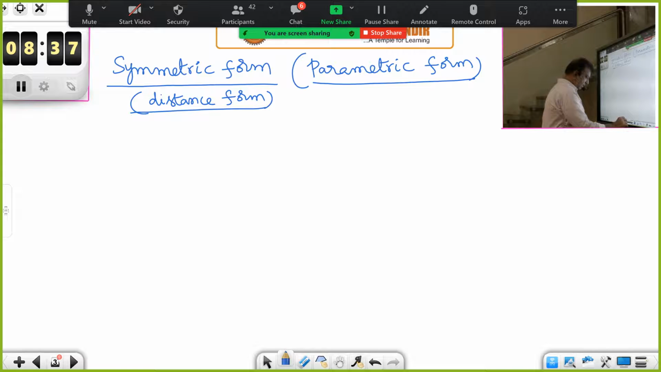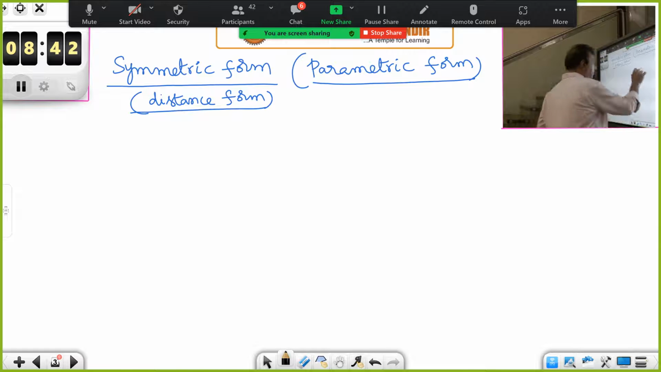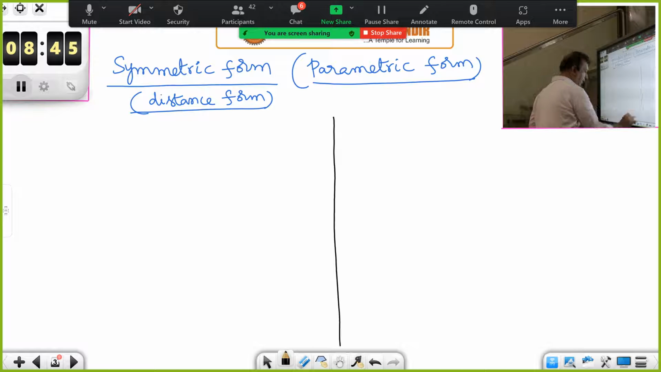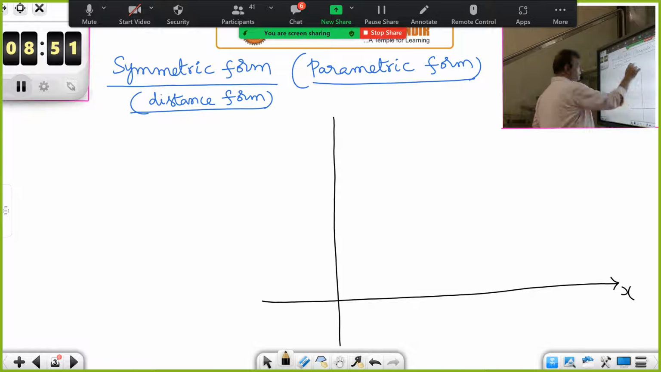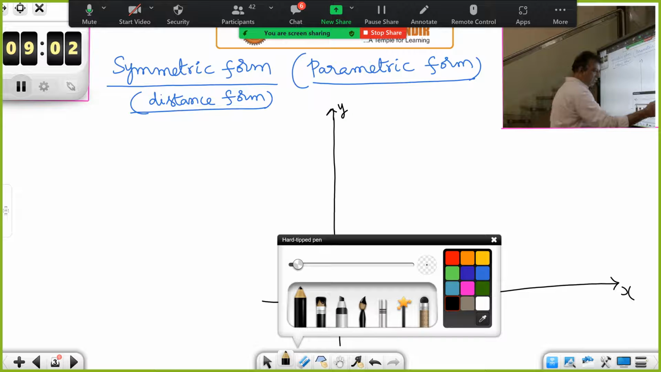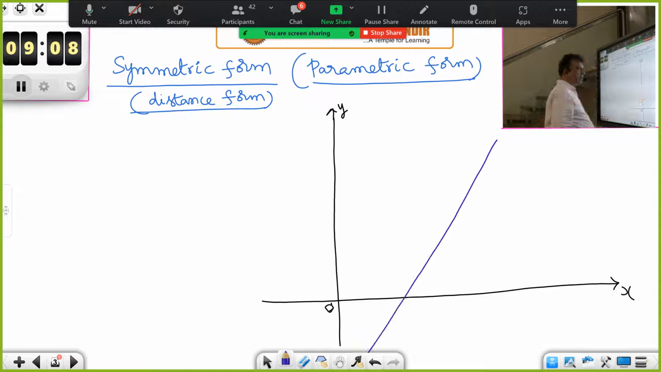Let us see. I will draw the diagram first. This is the y-axis, this is the x-axis. Okay. In the symmetric form, a point on the line will be given. So let us draw the line using, say, blue color. This is the straight line. Okay, a point on the line is given, say here P(x1, y1).